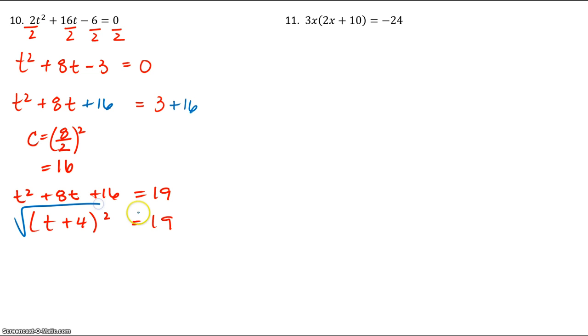Now I can square root both sides. And so t plus 4 equals plus or minus square root of 19, and finish it by subtracting 4 from both sides.